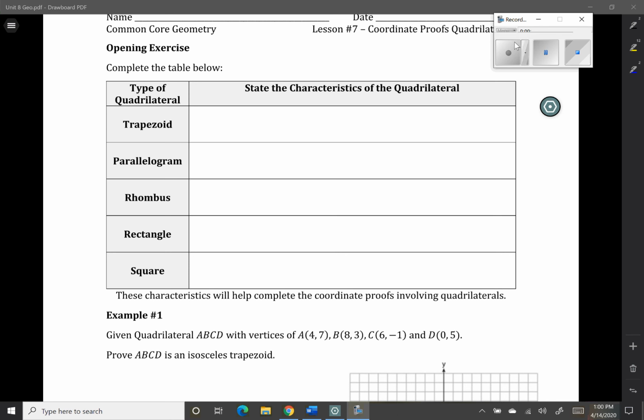Welcome to the video here for lesson number 7, coordinate proofs using quadrilaterals. So the opening exercise is kind of us just going over the 5 different shapes that we can eventually prove in these proofs that we're going to do over the next couple lessons here. So if we were in class, I'd say try the opening exercise, state a characteristic that makes this shape special. So go ahead, pause the video, and try and write down some characteristics of these 5 different quadrilaterals.